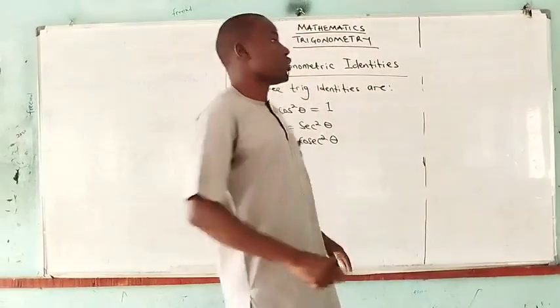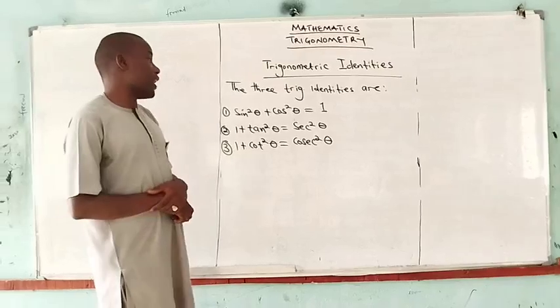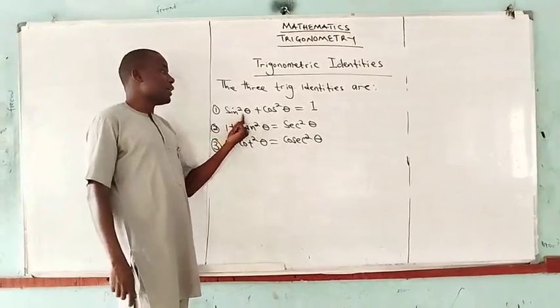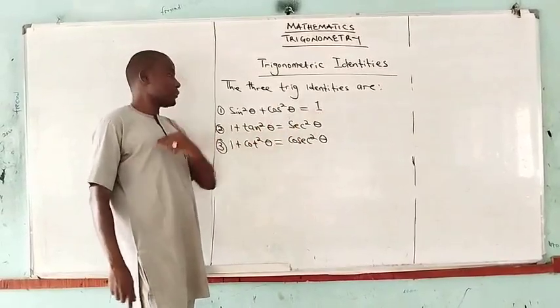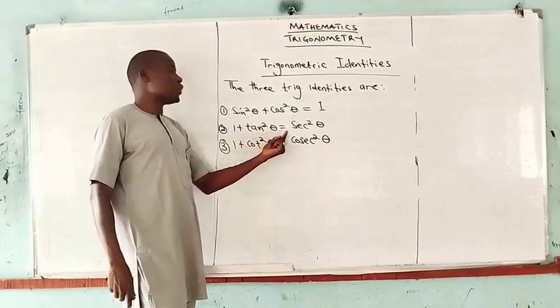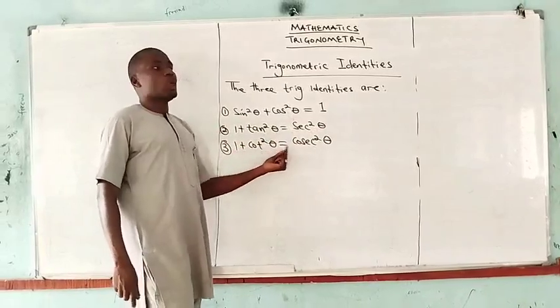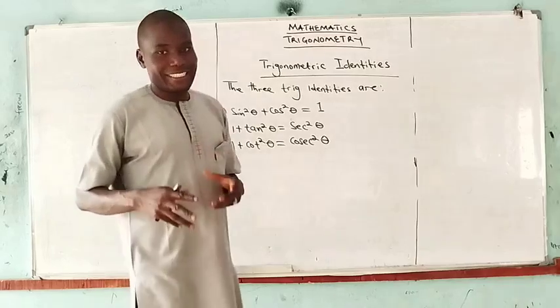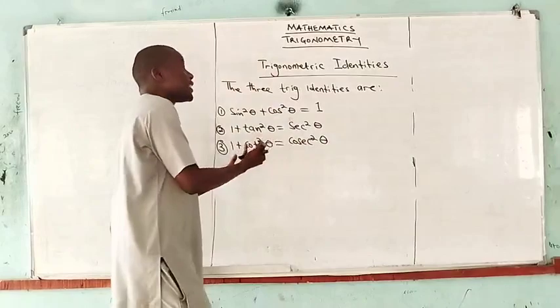So these are the three trigonometric identities we have. Sine square theta plus cos square theta is equal to 1. And 1 plus tan square theta is equal to sec square theta. 1 plus cot square theta is cosec square theta. So how true are these identities?